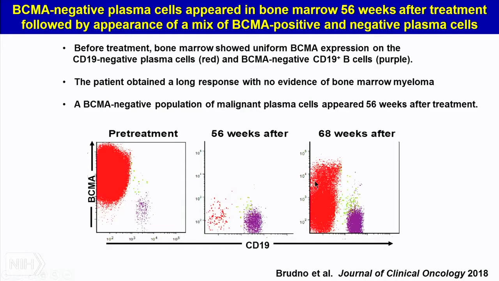So multiple myeloma is a very complicated disease. Sometimes it can develop subclones within the same patient. So there can be different phenotypes in the same patient. And this has definitely happened here with this patient. We have some BCMA negative and some BCMA positive cells.